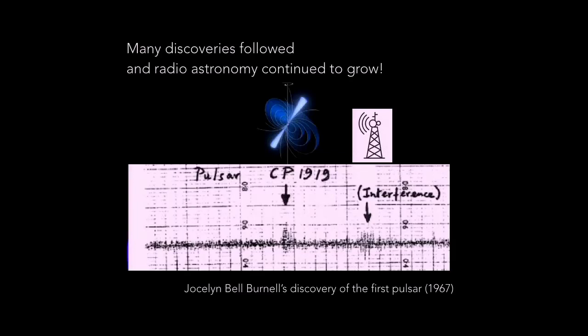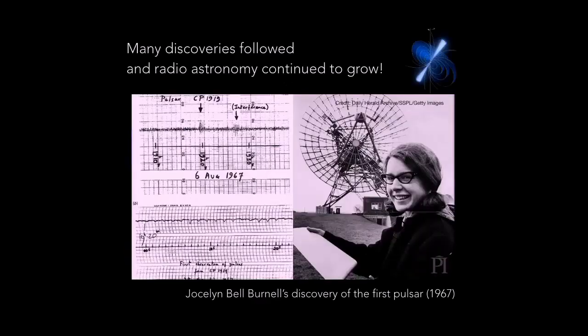This is actually the first pulsar that was ever discovered. Pulsars are these super dense corpses of stars called neutron stars. They're highly magnetic, and they've got two little lobes that sort of spin around like lighthouses. And every time one of them hits the Earth, you get this blip. And so Jocelyn Bell Burnell discovered the first pulsar.